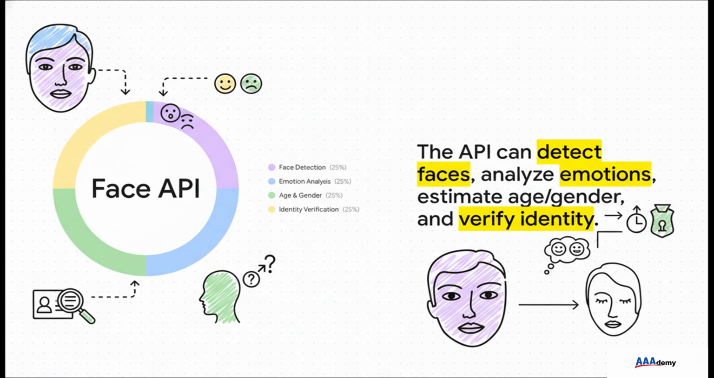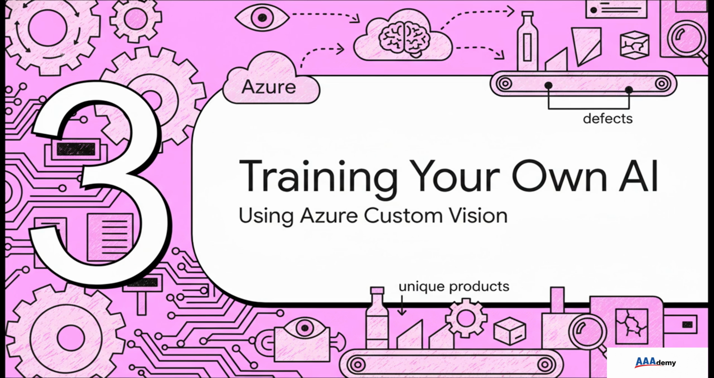It can try to guess if someone's happy or surprised, estimate their age and gender, and can even be used to verify someone's identity. Okay, so the pre-trained stuff is awesome for general things. But what happens when you need to spot something really specific, like your company's products or a certain kind of defect on a factory line?